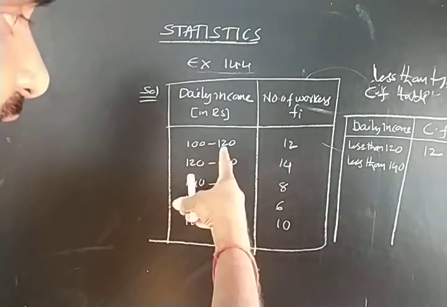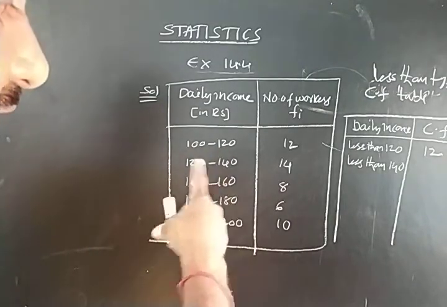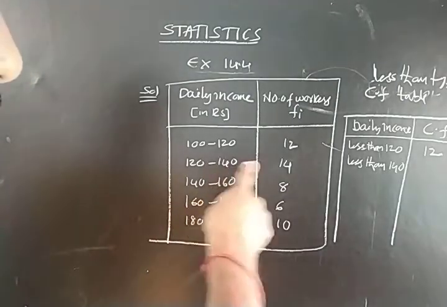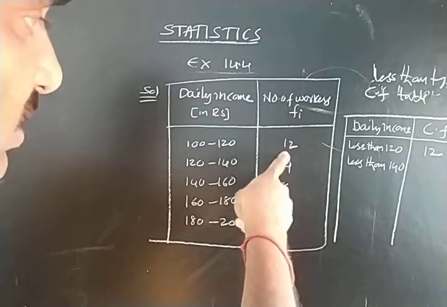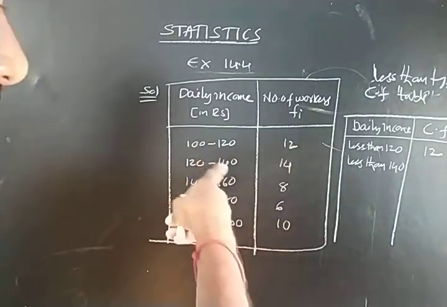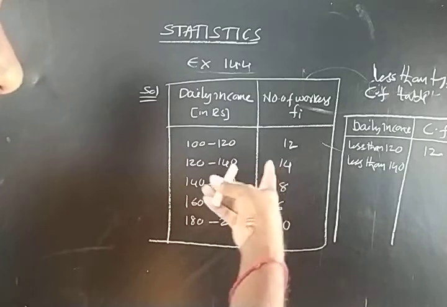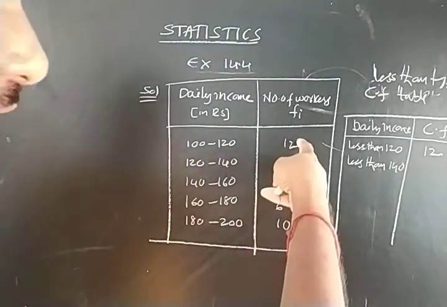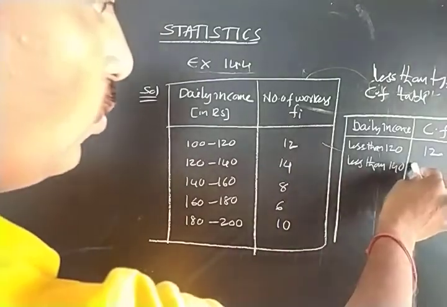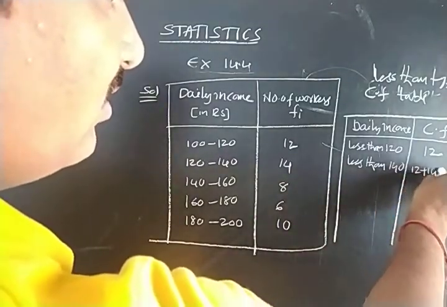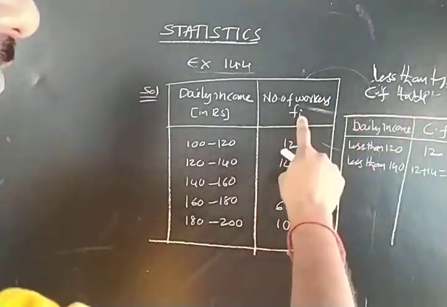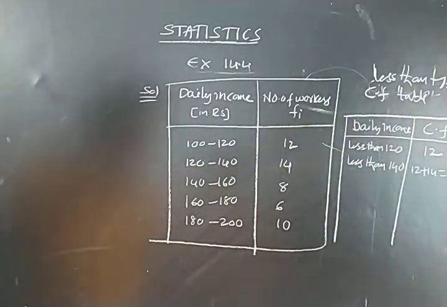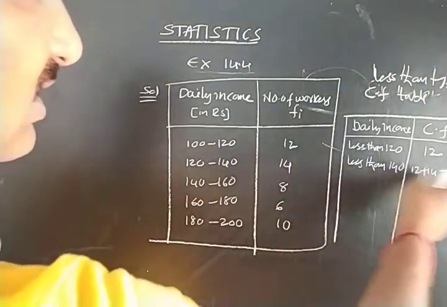From 100 to 120 is also less than 140. 120 to 140 is also less than 140. So when you write less than 140, you have to take 12, because those 12 members are also getting less than 140, and 14 members are also getting less than 140. So we should add these two: 12 plus 14, that is 26. From frequency, we have to convert it to cumulative frequency. So by adding this, you get 26.